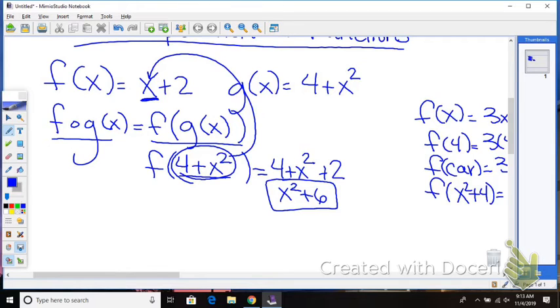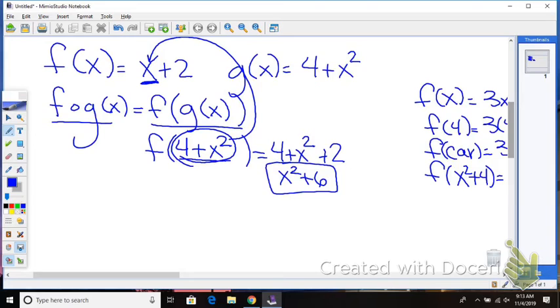The trick of these is to work from the inside out. Replace the inside function, then take that as your input into the outside function. Now I'm going to math it up just a little bit. You ready? Now we're going to go g of f of x.